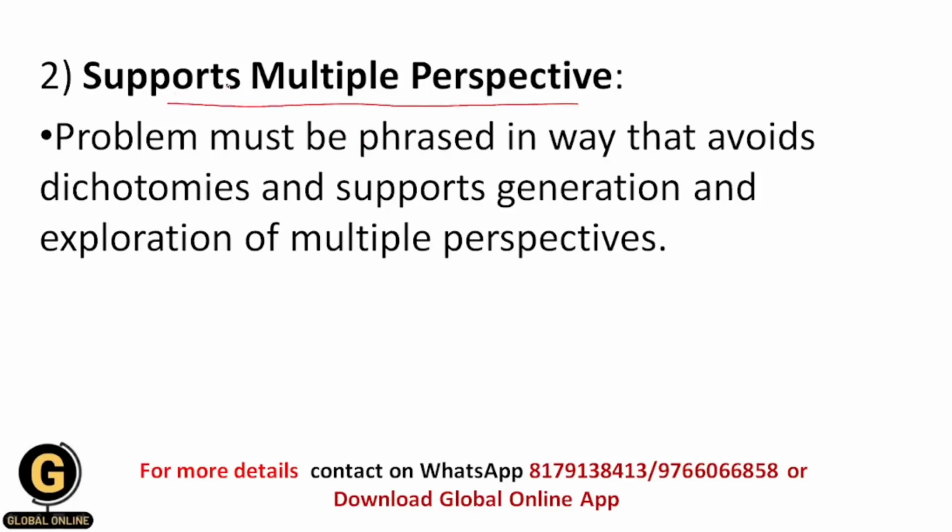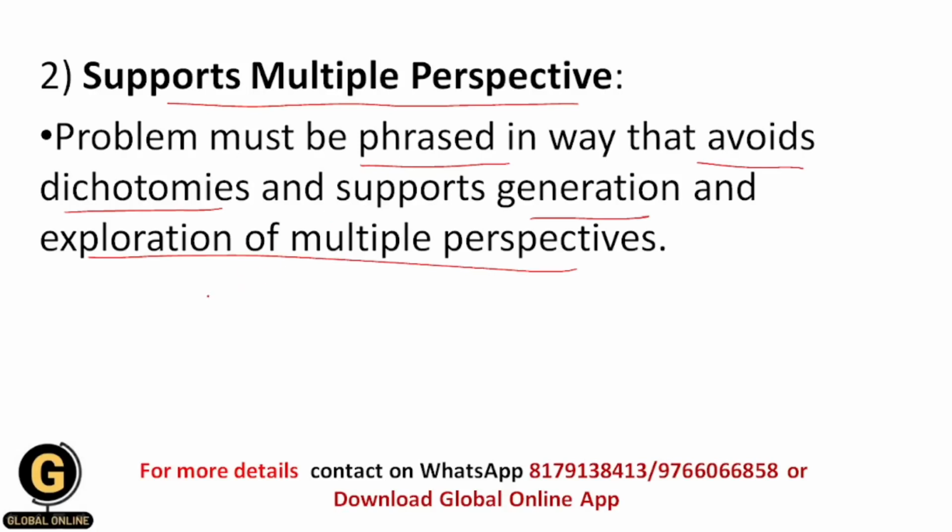Which is that it supports multiple perspectives, right? As the name suggests, your research problem should support multiple disciplines or multiple perspectives. Your problem must be phrased in a way that avoids dichotomies, meaning it should avoid only one way of doing your research or only one perspective, but it should support generation and exploration of multiple perspectives. So it should have many kinds of ideas, and it should generate many kinds of ideas for your future research.